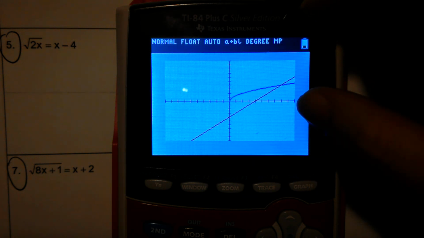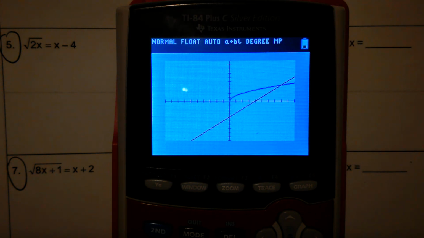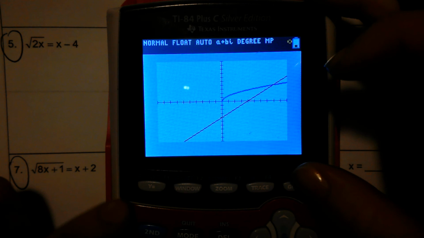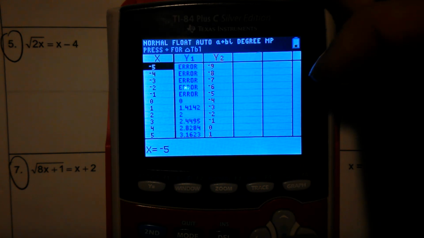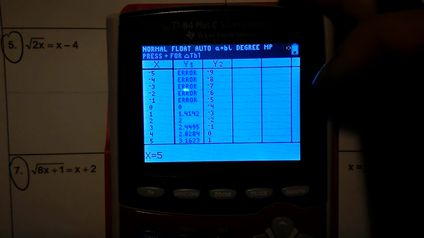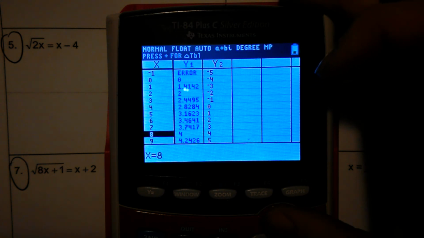Yeah, so I'm only going to have one solution. So I'm going to go to the table. It looks like it's around 7. Okay, so x is 8.